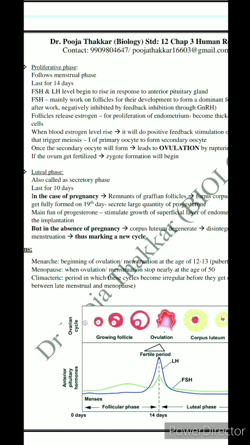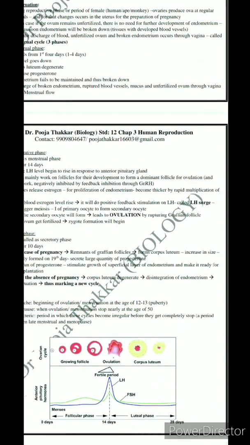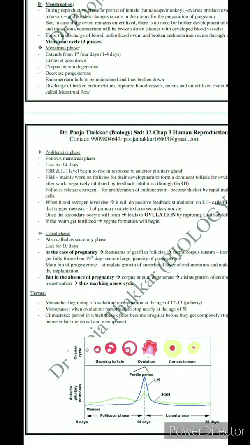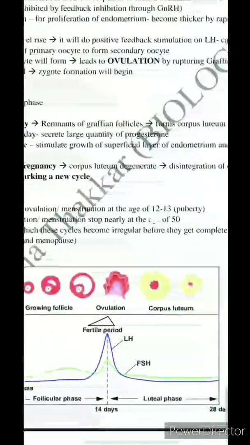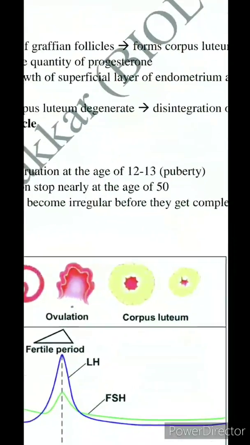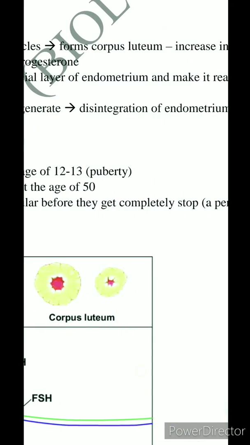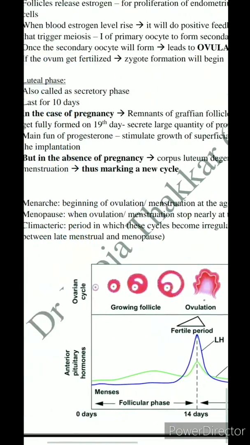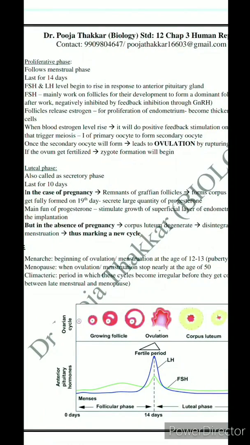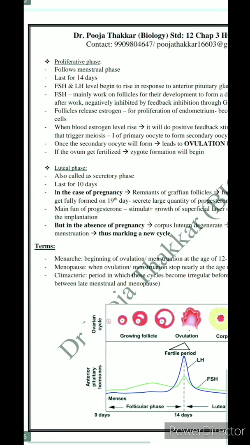As we have already discussed, the main function of progesterone is to stimulate the superficial layer of the endometrium. It will make the endometrium very bulky and ready for implantation. But in the absence of pregnancy, the corpus luteum will degenerate itself to form a disintegrated structure, the smallest structure, which is called the corpus albicans, and that will give the signal to the primary follicles to grow again, thus marking a new cycle.